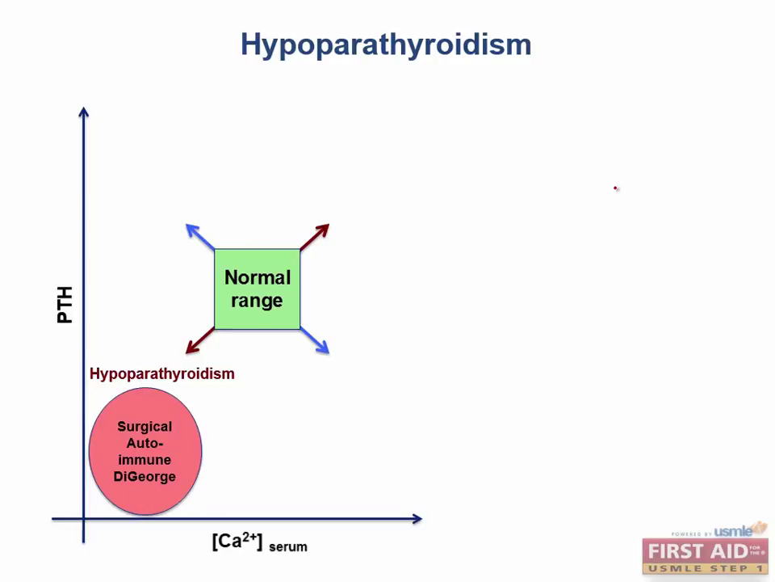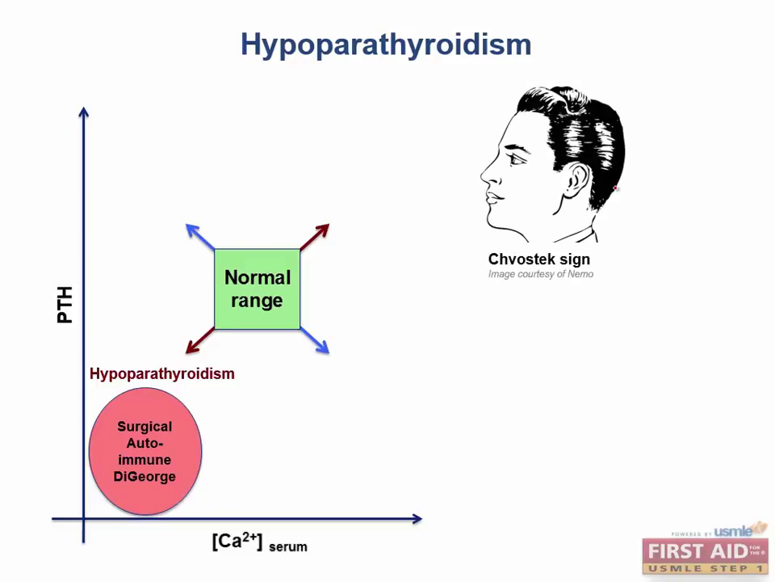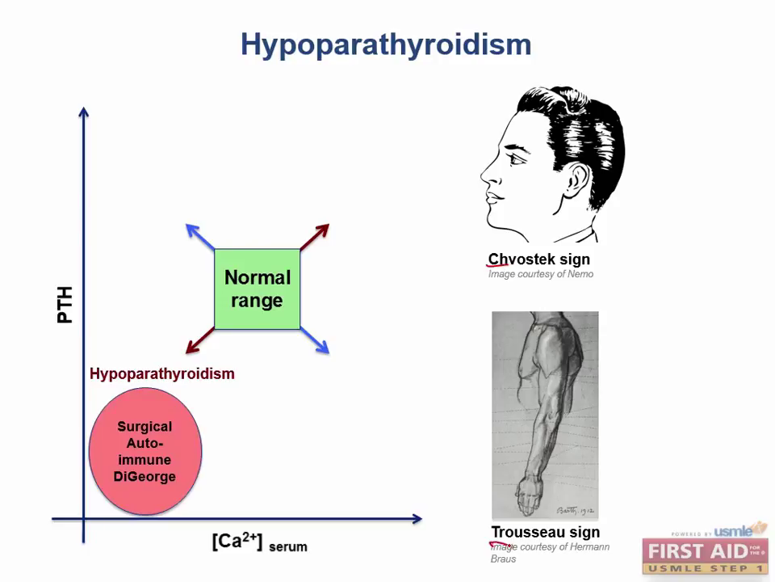Review question for you. Which other organ comes from those branchial arches? It's the thymus, and DiGeorge patients are also known for having thymic aplasia. Symptoms of hypoparathyroidism are pretty much symptoms of hypocalcemia, which will be gone over in a lot more detail in the renal section, but a couple of the ones I want to go over right now are the Chvostek and the Trousseau sign. Chvostek on the cheek, and Trousseau on the triceps.